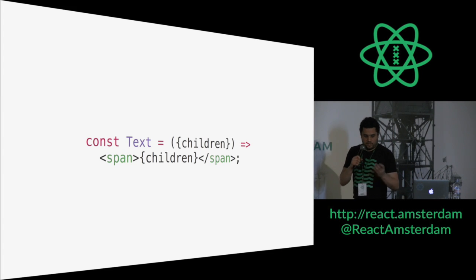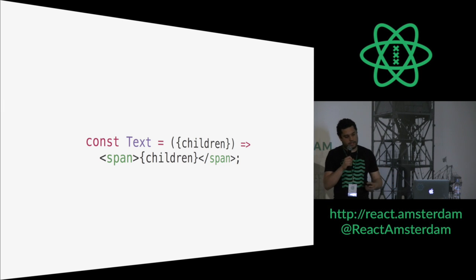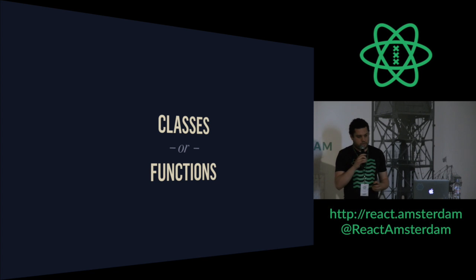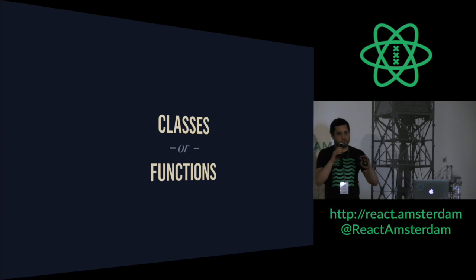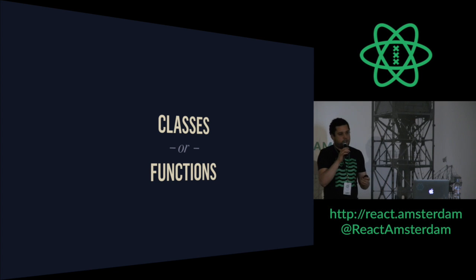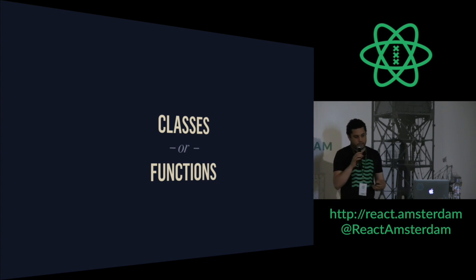This is just an example, like I have in my text, my low level component, how would it look like, a text that just returns the span. So classes or functions, I see a lot of discussion around it. I think it's the wrong question. So there are a lot of benefits of using classes. You can use state. You can use all the lifecycle methods, the hooks, and they also can be optimized via shallow compare.